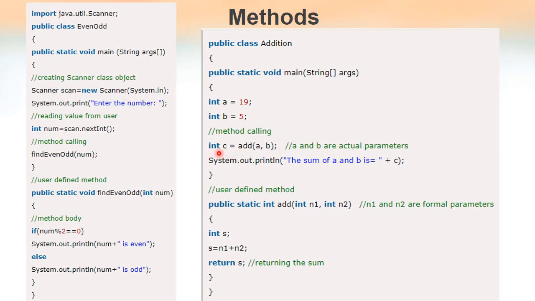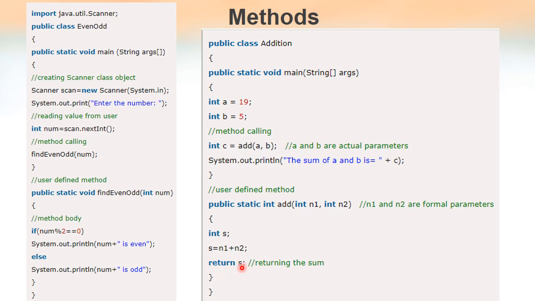So when we write this statement int c equal to add a comma b, first of all add of a comma b will be executed. So the values of a and b will be copied to n1 and n2. What is a? a is 19, b is 5. So 19 will be copied to n1 and 5 will be copied to n2. Then here we are performing some addition. Int s equal to n1 plus n2. We are adding those two numbers, and we are returning the value of s.